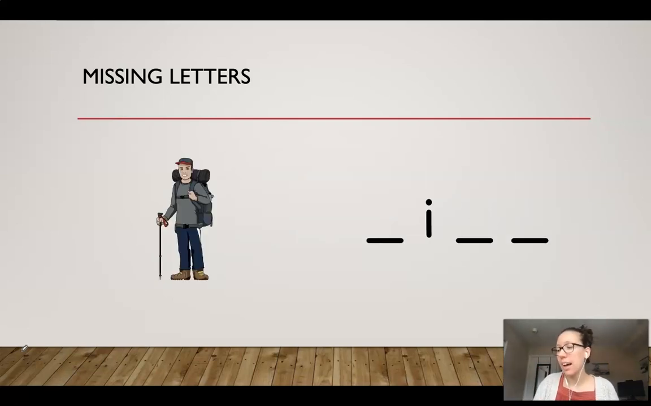Our next picture is hike. Hike. They've given us our middle letter, I, or our middle sound. So what's our first sound in hike? Good, the first sound in hike is h. We know that H says h, so we're going to write an H in our first blank. They've given us our second letter I, which means we can go to our third sound.